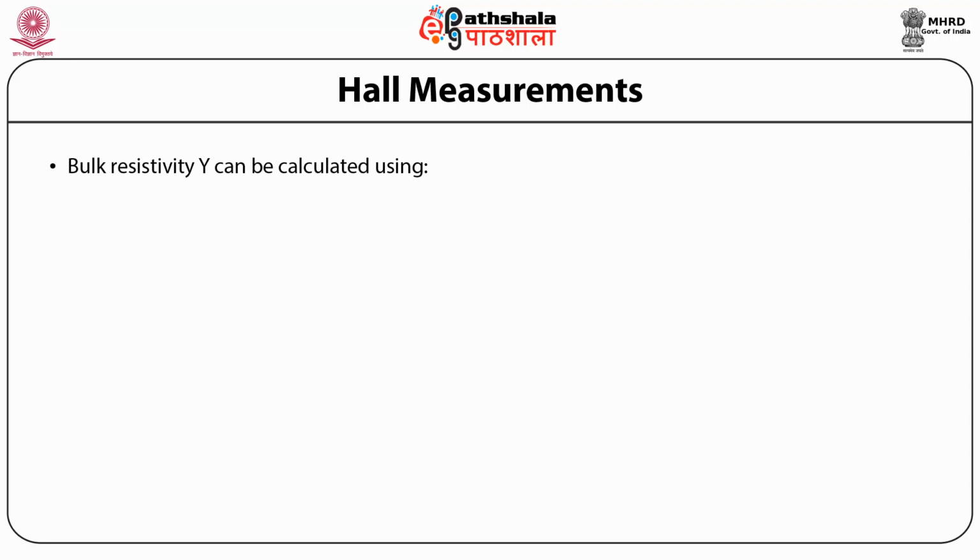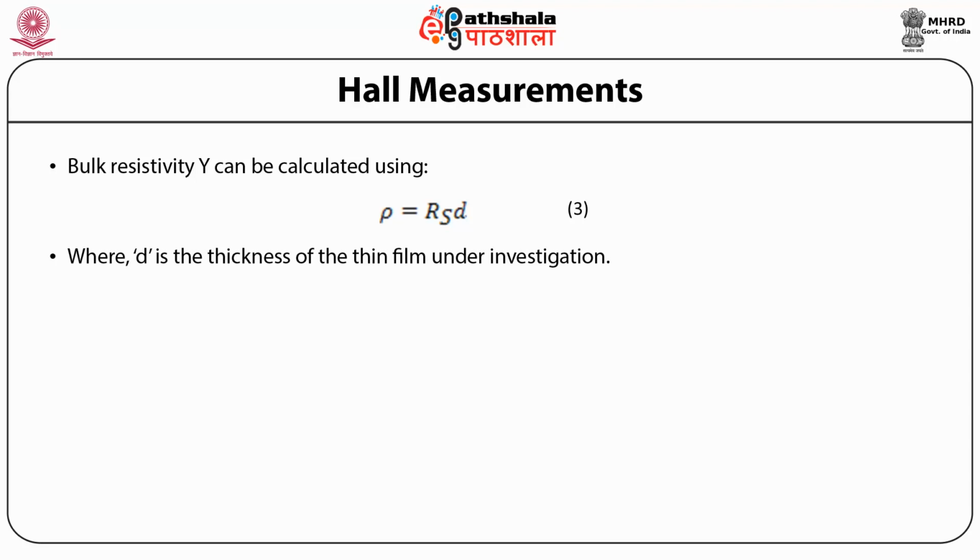Bulk resistivity can be calculated using the equation rho equals Rs times d, where d is the thickness of the thin film under investigation.